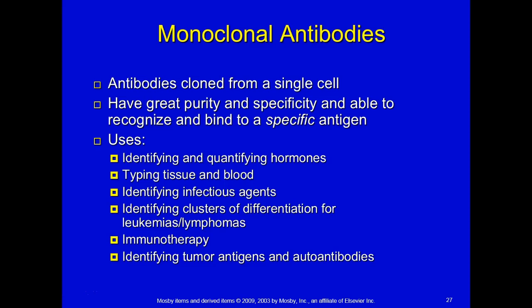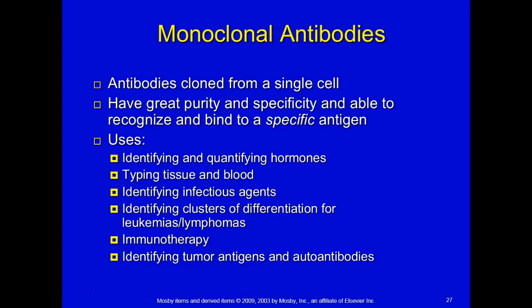All right, lastly, we're going to touch on monoclonal antibodies. Antibodies that are monoclonal are cloned from a single cell. They have a great purity and specificity, and they're able to recognize and bind to a very specific antigen. The uses for these are identifying and quantifying hormones. We use them in some of our testing, for example, immunoassay testing. We add antibodies, which are very good at picking out the hormones and binding to them.